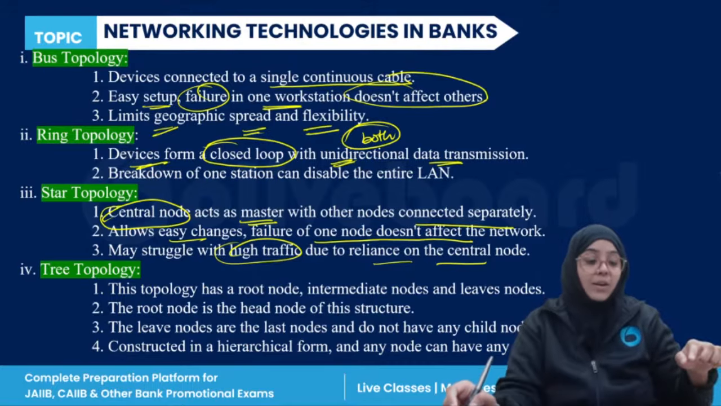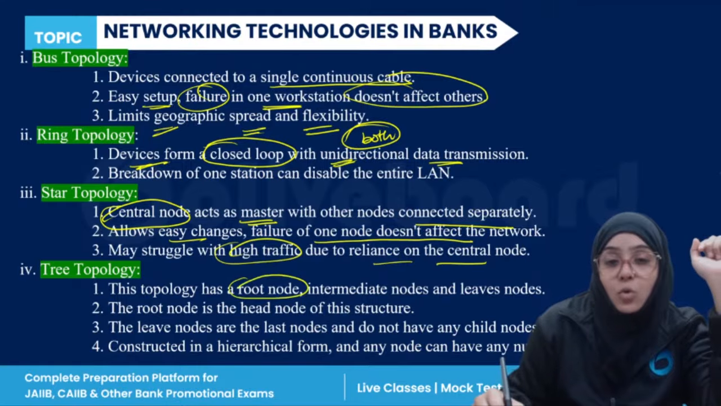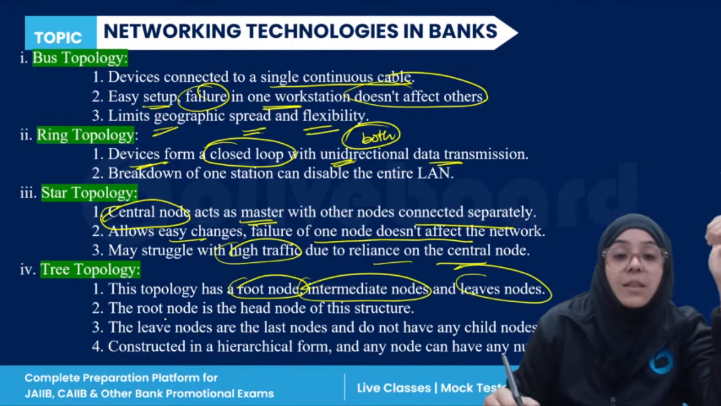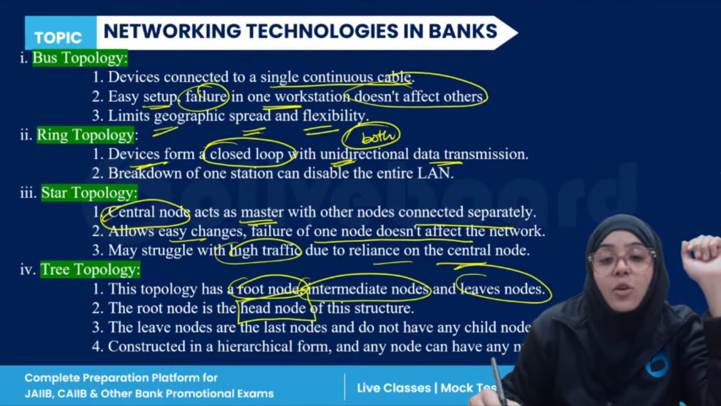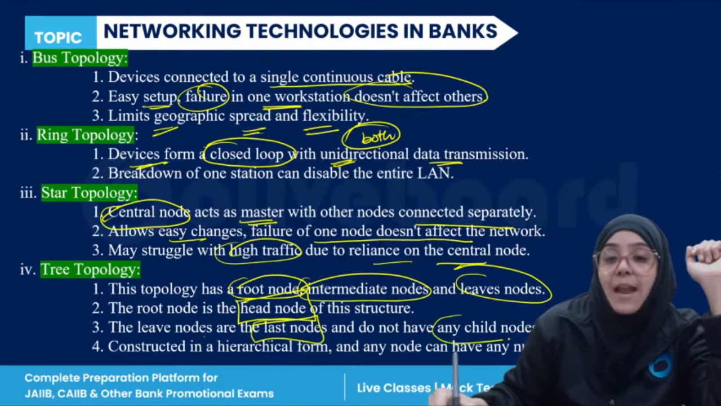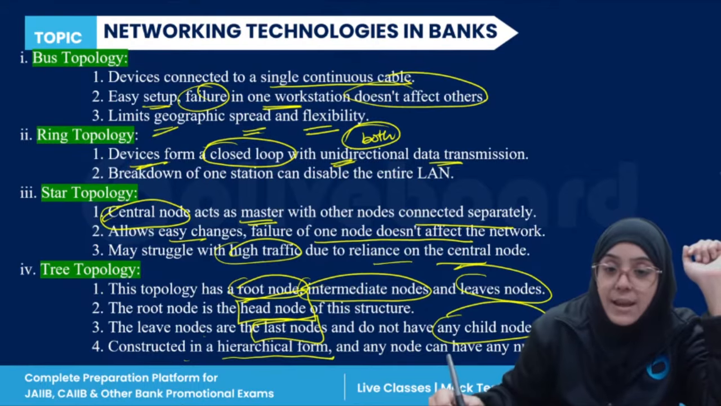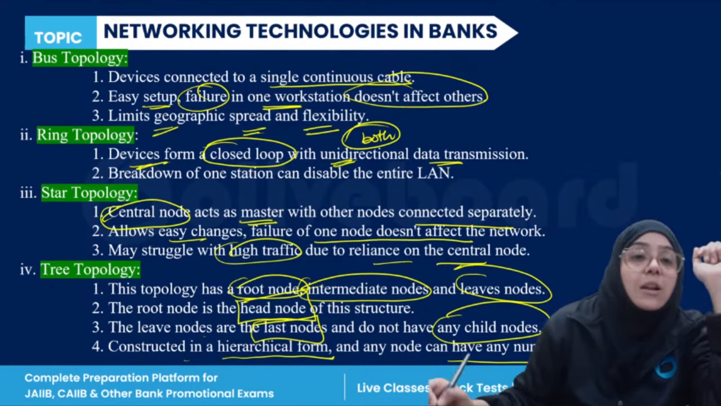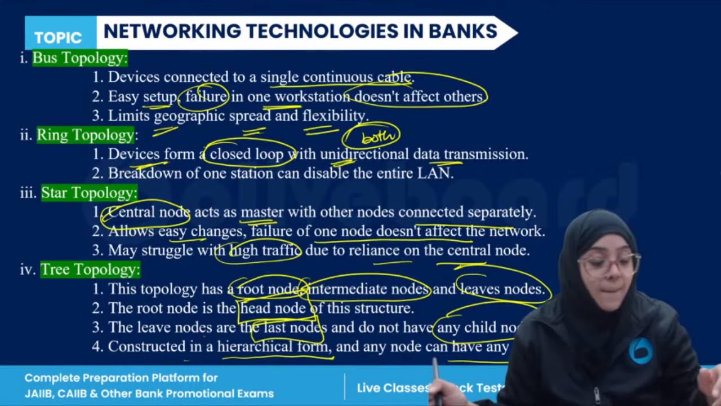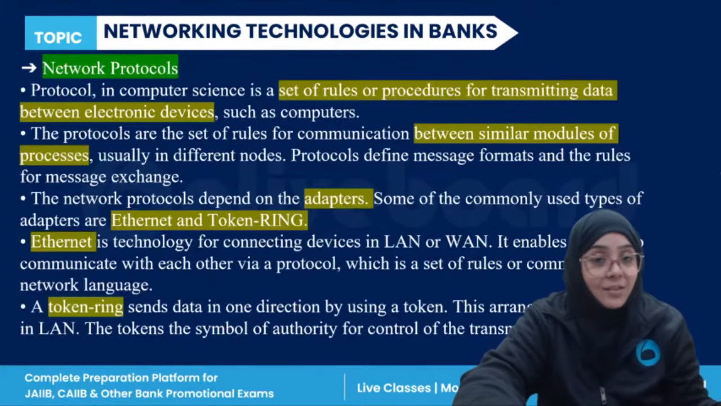Clear? Now, tree topology. In tree topology, there is one root node, one intermediate node, and one leaf node. The root node is known as the head node of this structure. The leaf nodes are the last nodes and do not have any child node. It is constructed in a hierarchical form, and any node can have any number of child nodes, right? So these are the networking technologies in the banking system.